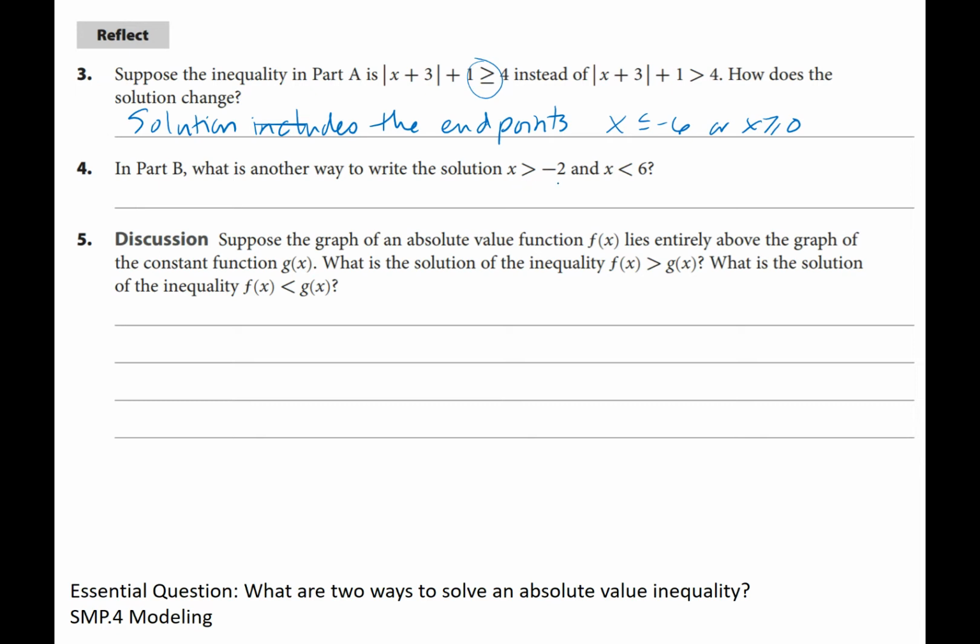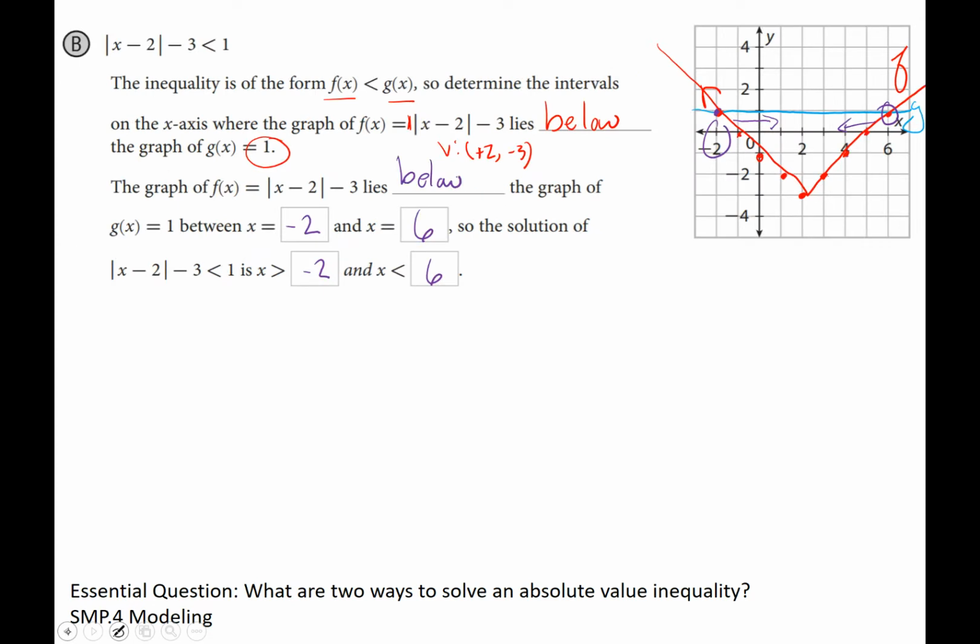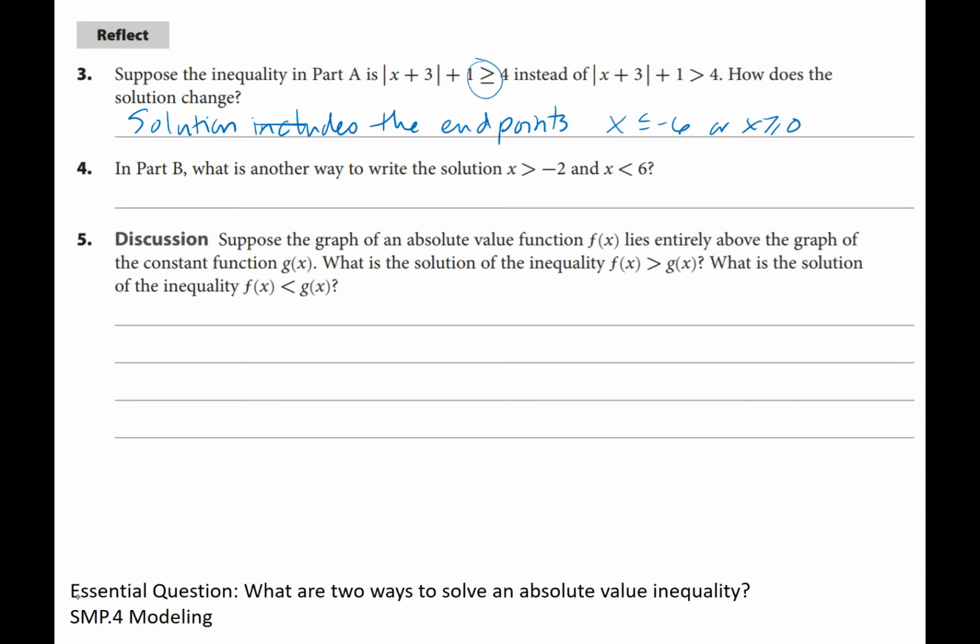x greater than -2 and x less than 6. Okay, so let's talk about this. Because this is an and, it's a sandwich function. So the other way to write something like that is you can sandwich the inequalities together, just like when we learned how to write set notation a few weeks ago. So we could rewrite it as -2 less than x less than 6, which is another way to write an and.